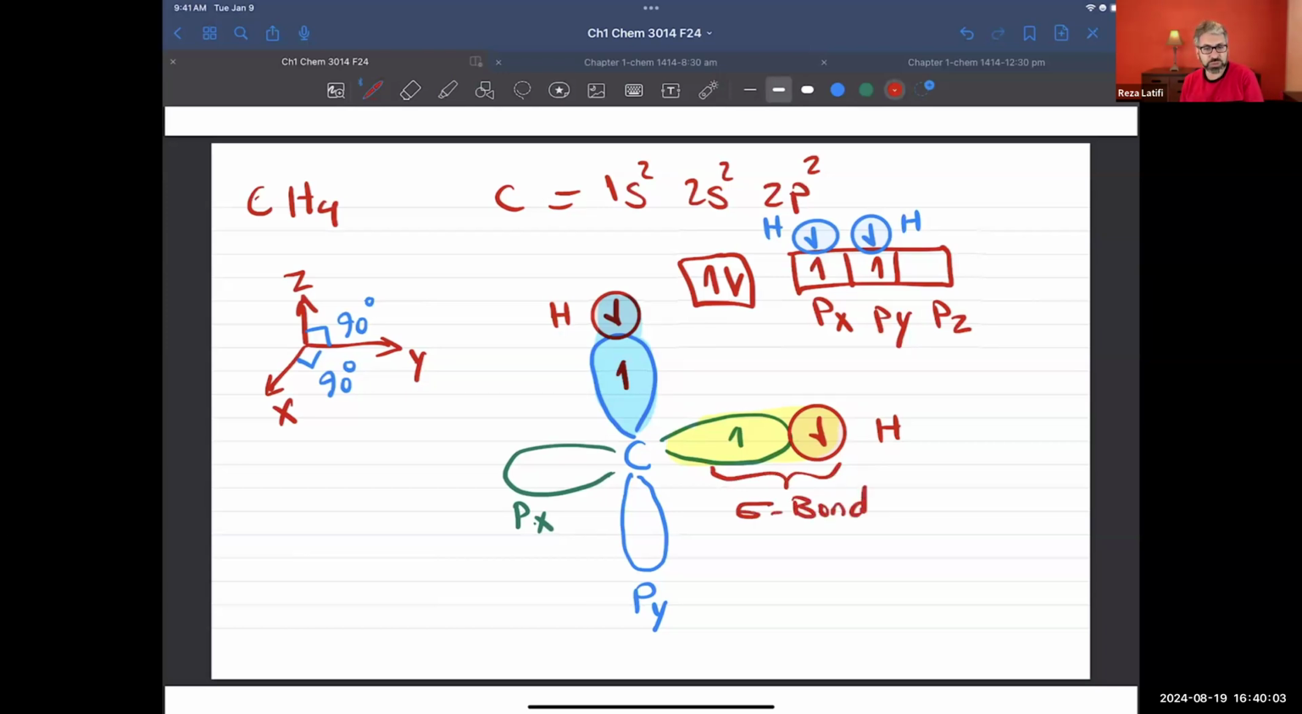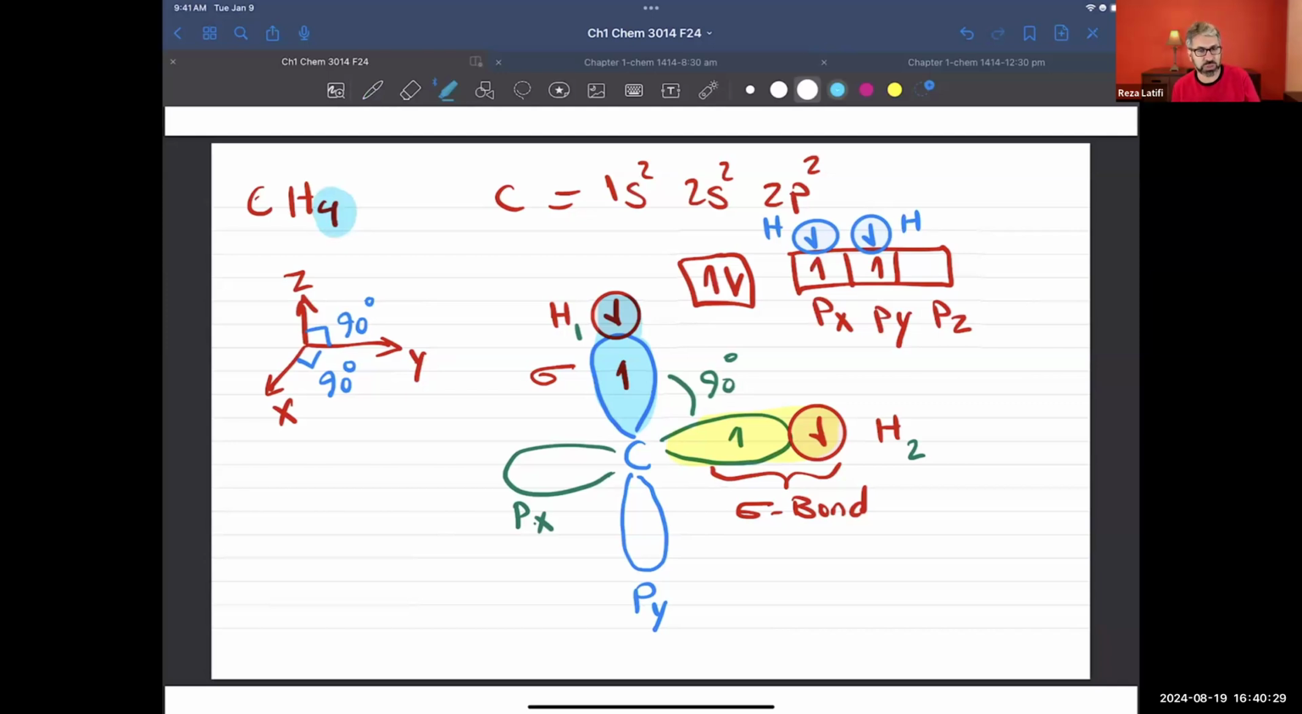Now, what's the bond angle between these two sigma bonds? This is the bond angle between them. The bond angle between X and Y should be 90 degrees, because they are perpendicular. And I only accommodated two hydrogens. Well, this one says we are supposed to have 4 hydrogens.